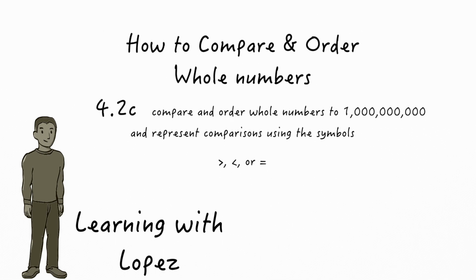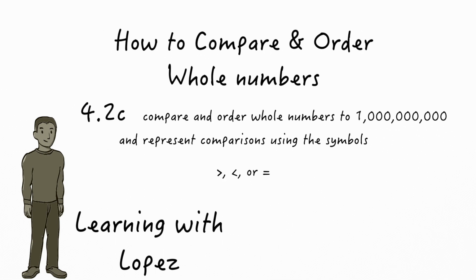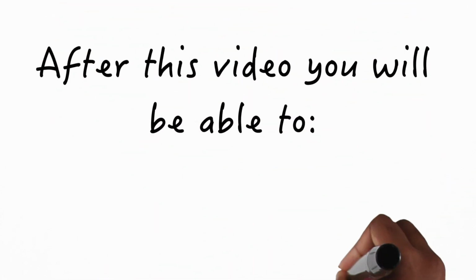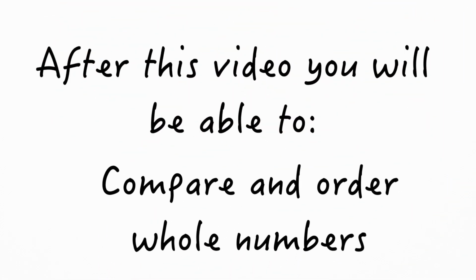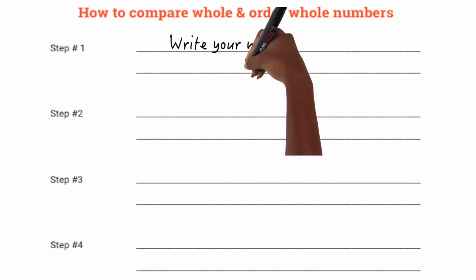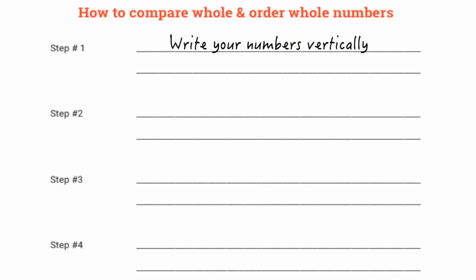In today's episode, we're going to learn how to compare and order whole numbers. Let's jump right in. Step number 1. You're going to write your numbers vertically, meaning up and down.